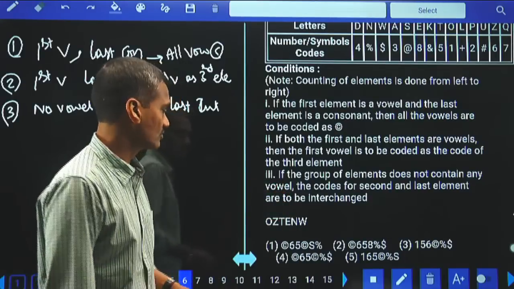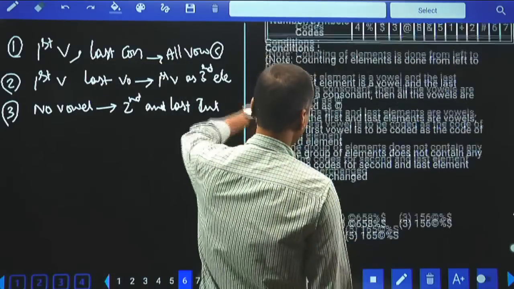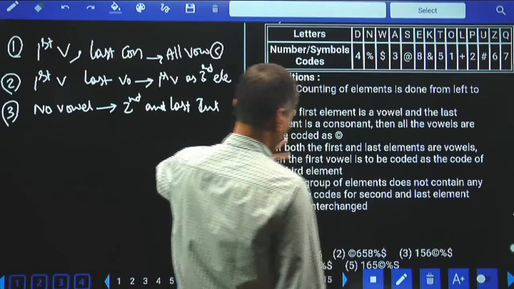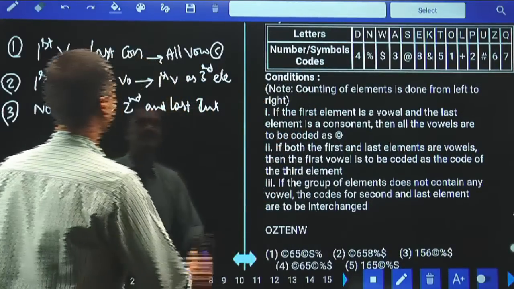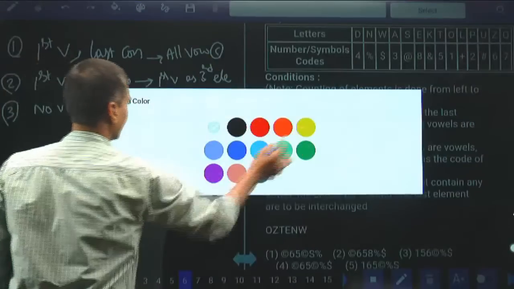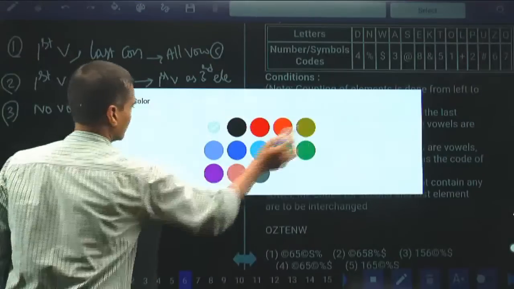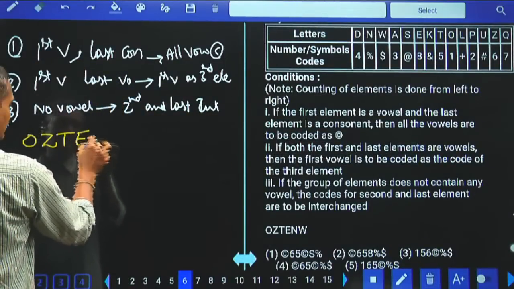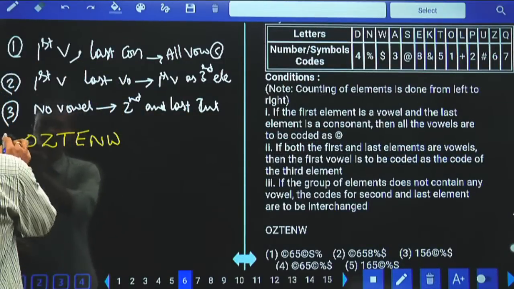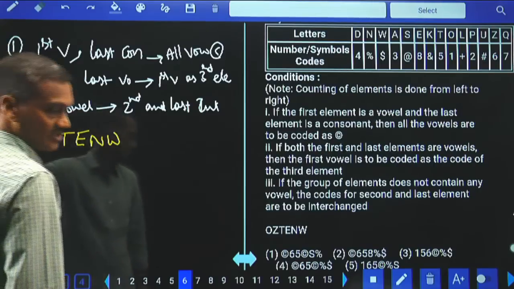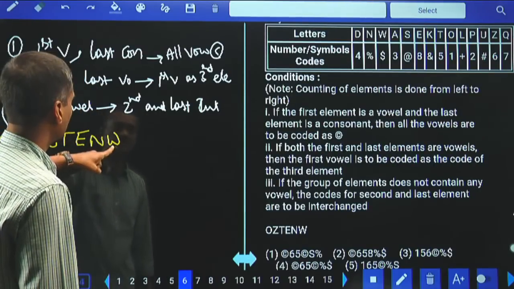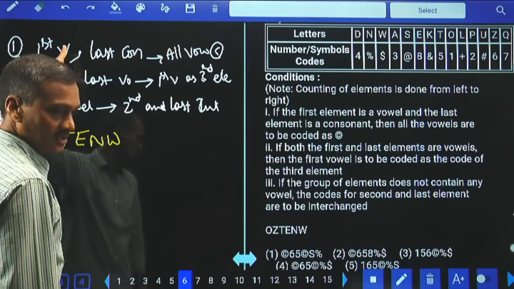Now coming back to question number 6. In this question number 6, tell me what is the information we have for this. O, Z, T, E, N, W. How to write down this one? O, Z, T, E, N, W. Now tell me this question number 6 comes under which category among the given 3 rules? Now in this one, O, Z. First one is a vowel, last is a consonant, hence it falls under rule number 1.